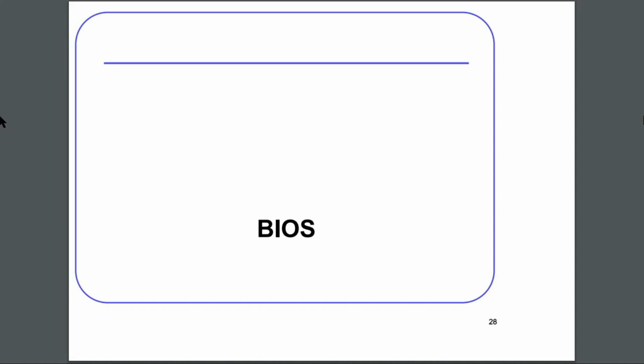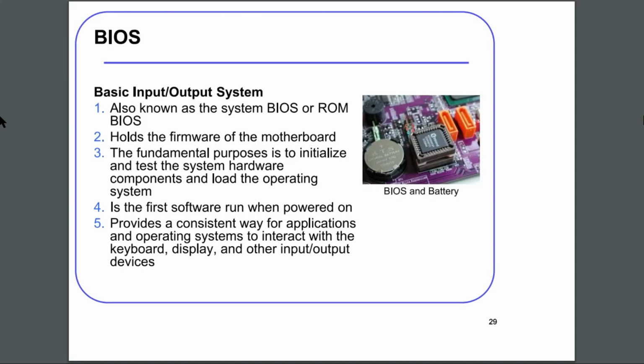So what is the BIOS in your computer system? BIOS is the basic input output system, also known as the system BIOS or ROM BIOS. It holds the firmware of the motherboard. The fundamental purpose is to initialize and test the system hardware components and load the operating system. It is the first software run when powered on. It provides a consistent way for applications and the operating system to interact with the keyboard, display and other input output devices. So let's move to the next slide.